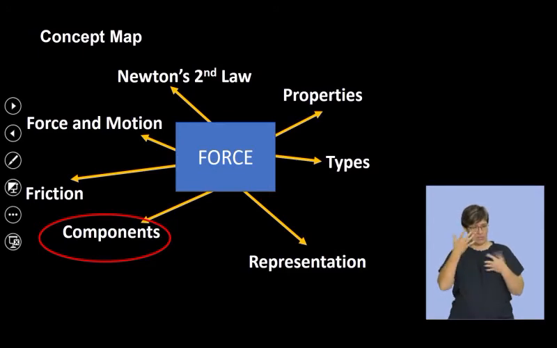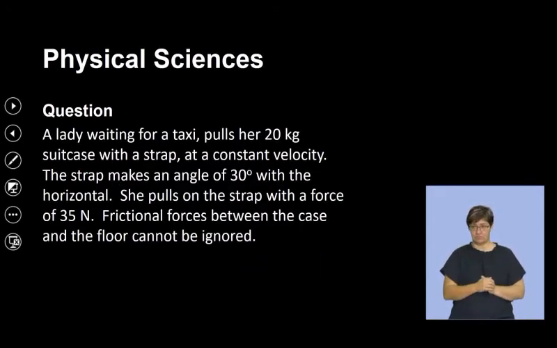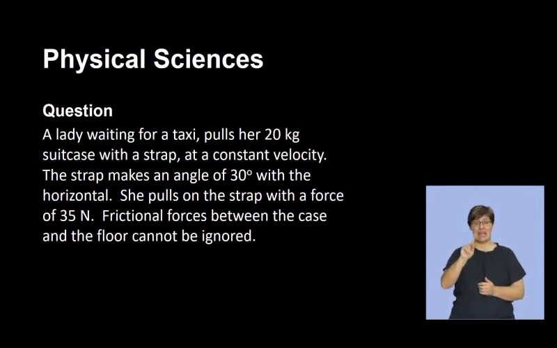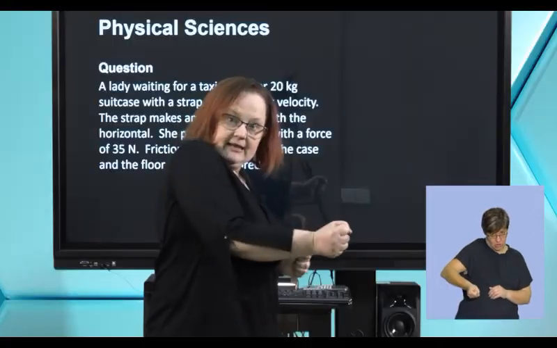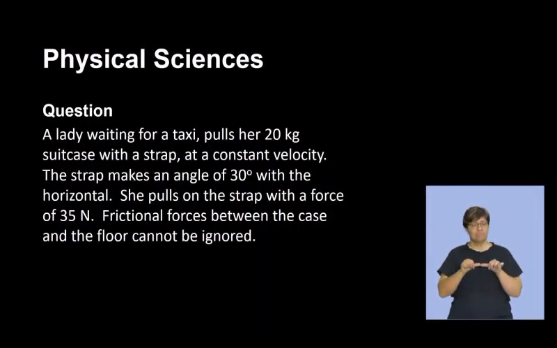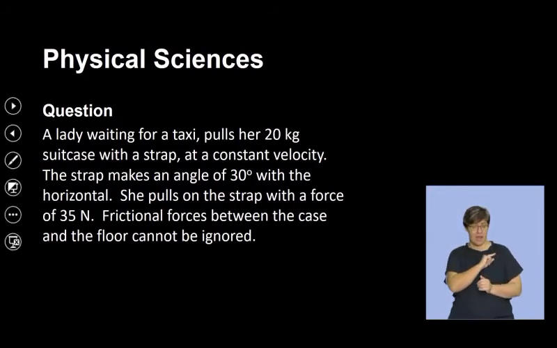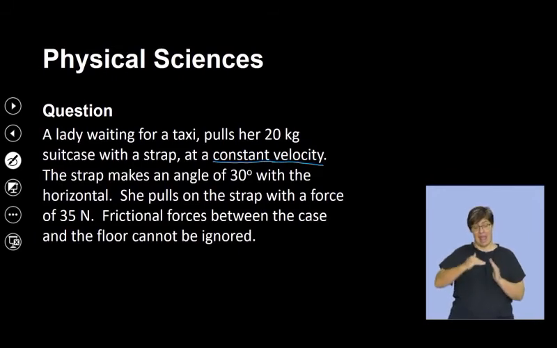Okay, so what we have is we have a lady waiting for a taxi. She's pulling a 20-kilogram suitcase with a strap. So she's pulling it at an angle at a constant velocity. So now the constant velocity is quite important because it means when we look at it, constant velocity, there's the constant, that the forward forces and the backward forces are equal, okay? Makes an angle of 30 degrees to the horizontal. She pulls on the strap with a force of 35 newtons.